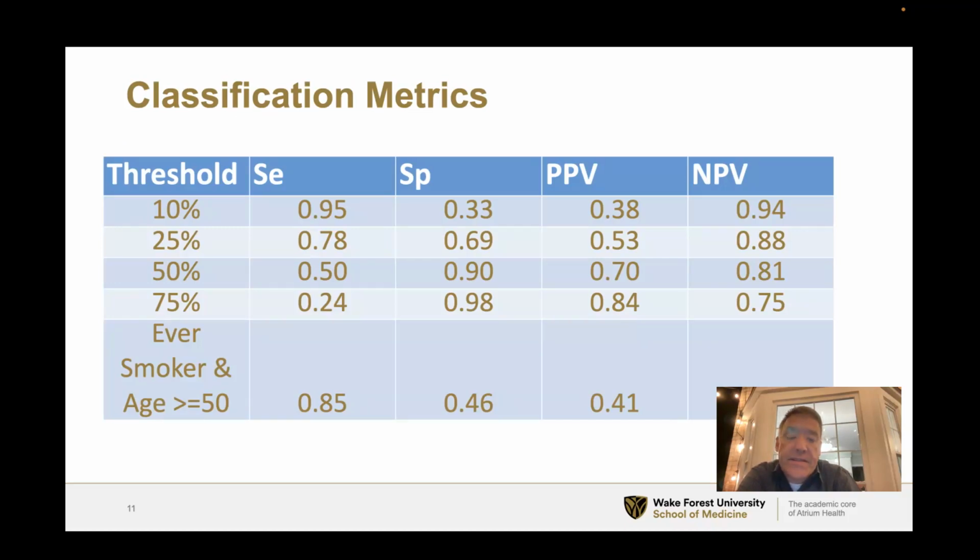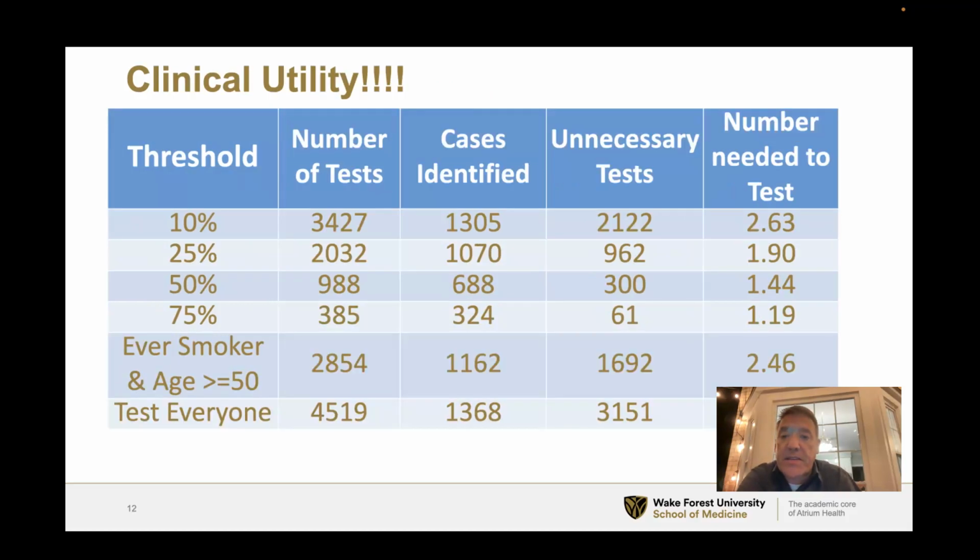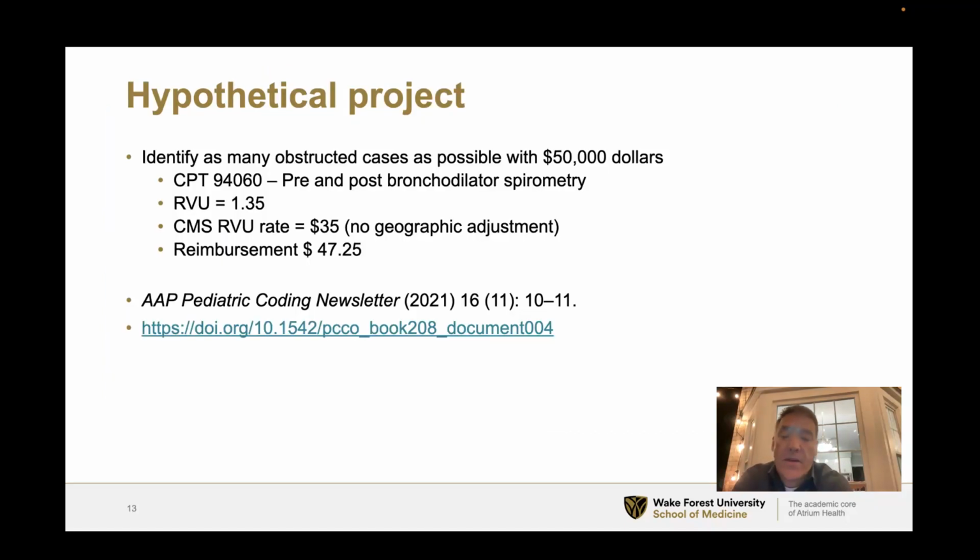In addition to C-statistic, which is a measure of discrimination and an ability to rank patients according to risk, I think it's always very important to consider classification metrics as well as clinical utility. And I think this can be best represented in a hypothetical scenario that I'll describe here. And this is a very simple calculation based on the current CMS RVU rate for doing pulmonary function testing.